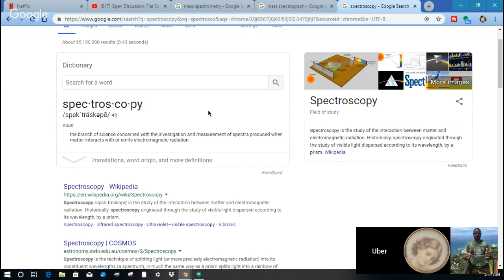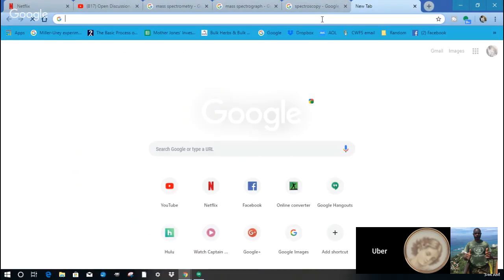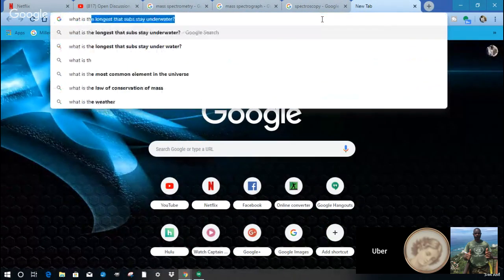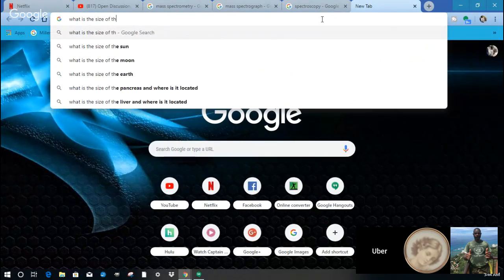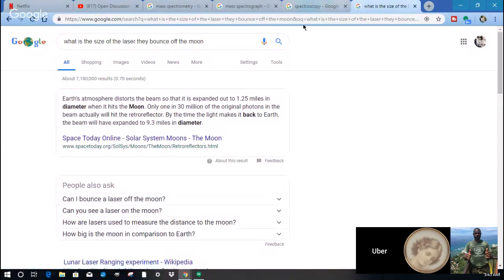Jin, they make it seem like any jerk can do this from his backyard with a laser, like with a big enough laser, you know? And it's like, no, that's not happening actually, because the laser that they're using, they're shooting like billions of particles up there. Like, you know what? Let's look up real quick. What is the size of the laser they bounce off the moon? Let's see how big this laser actually is that they use.